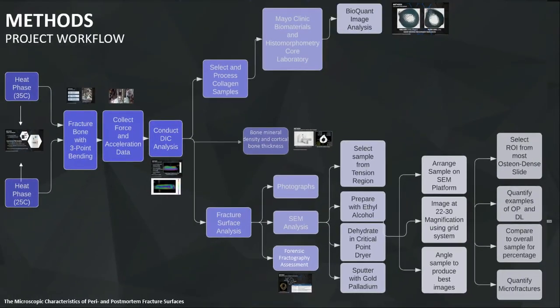Then we took a look at microscopic fracture surface features with scanning electron microscopy, or SEM. It's really effective for documenting postmortem microstructural changes, and it has increased resolution compared to light microscopy. We identified the primary tension zone with DIC imaging and looked at the high-speed photography to narrow down our sampling region. We then processed the primary tension zone using critical point dryer and gold palladium sputtering. These images were then captured at a 25 to 30 magnification using a grid system to image the whole sample.